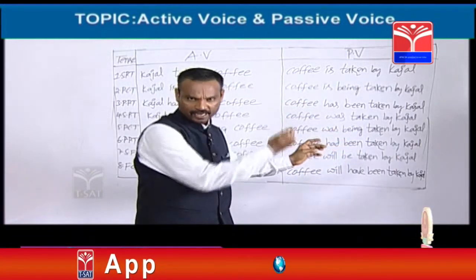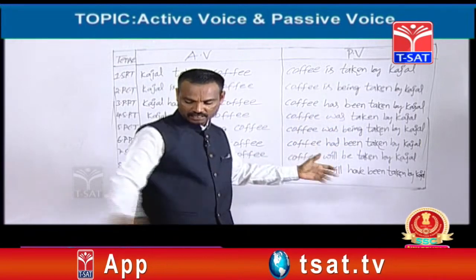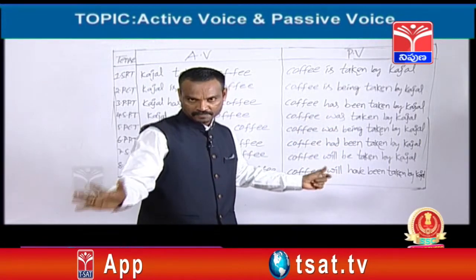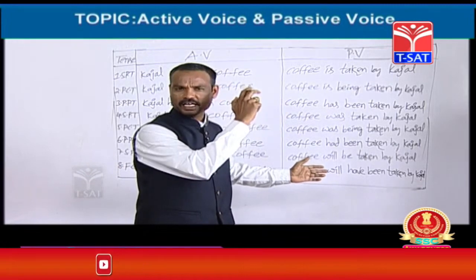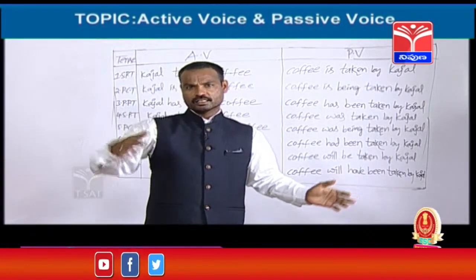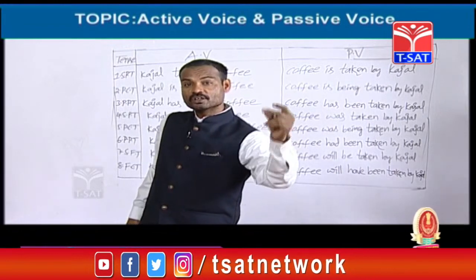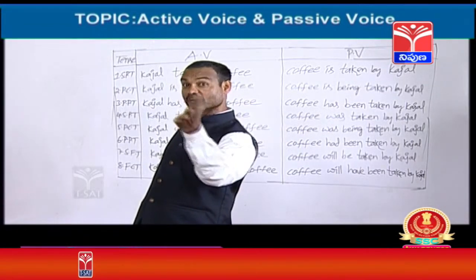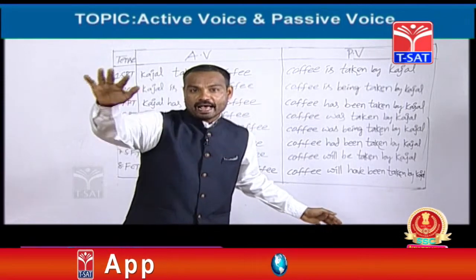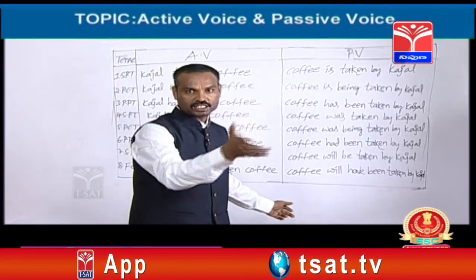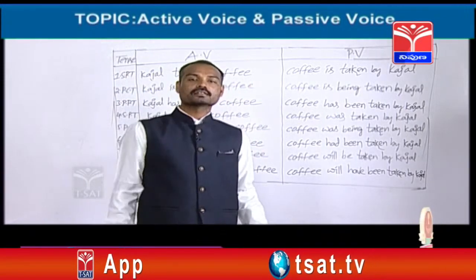Rajnikant was eating a mango. Mango is a singular object. So for singular objects, was should be taken. A mango was being taken by Rajnikant. Then Kamal Hassan was eating apples. Apples is a plural object. For a plural object, what should be taken? Were should be taken. Come on. Apples were being eaten or taken by Kamal Hassan.